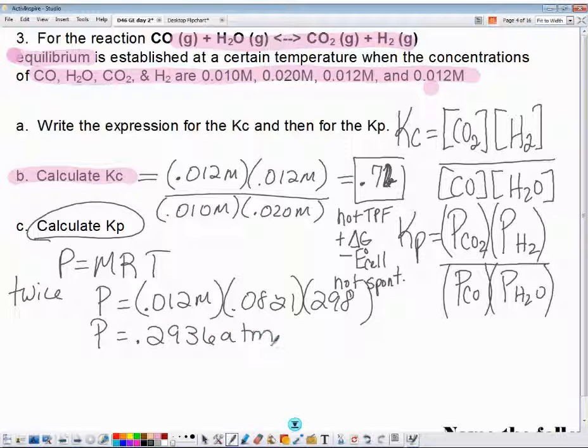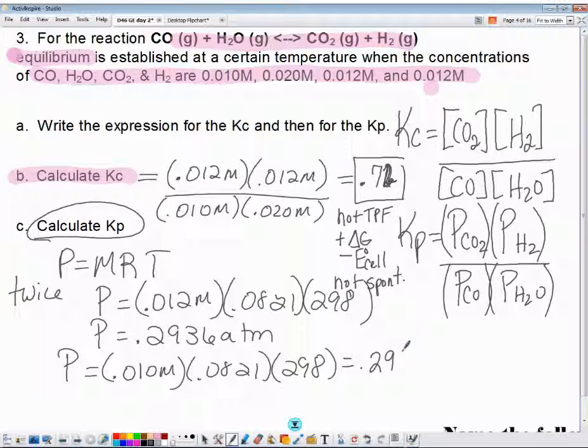Okay, atmospheres. And then the other one of these that we're going to do is pressure is equal to 0.01 molar times R times T, 298, and Matthew, what did you get for that pressure? 0.294 atmospheres. That's for the CO2. What about 0.01 plugged in? What did you get for that value? 0.245. It's got to be a little less because less molarity would give me that.